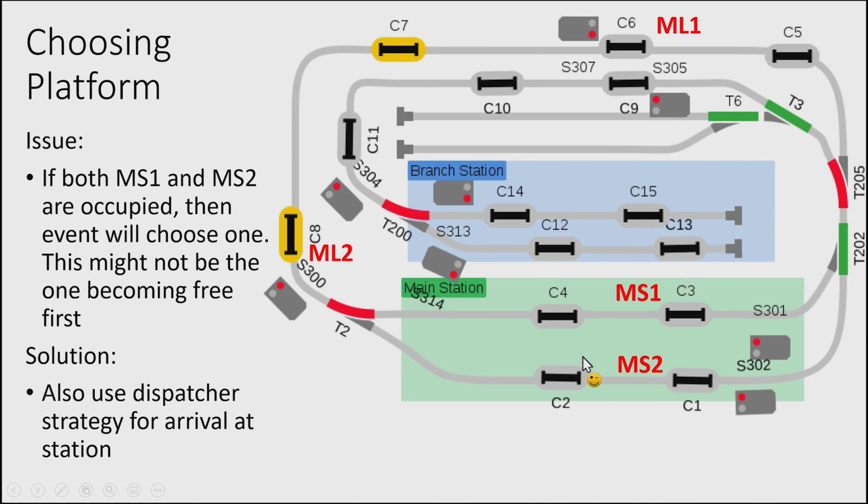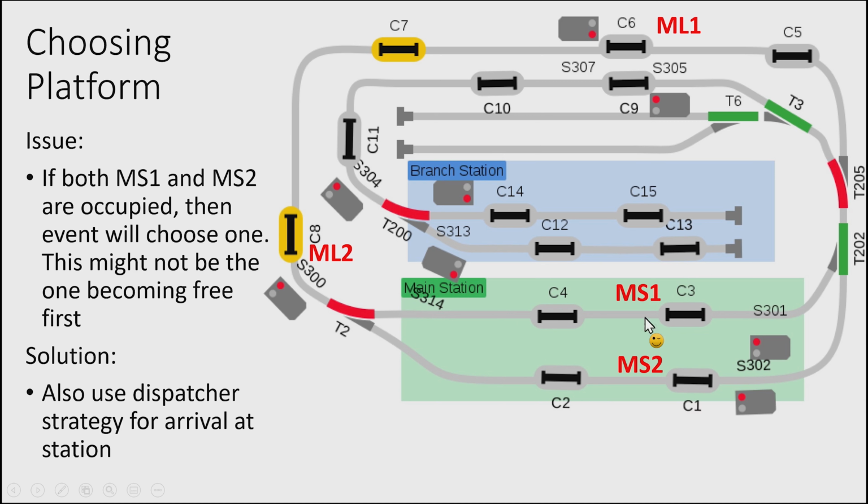Now let's go back to the choosing platform, which we actually started with. So if we had the intercity over here at mainline 2, then we saw that it had an if that said, if main station 1 is free, then go into main station 1 or platform 1, otherwise go to main station 2. Now the challenge with that is, what if both are occupied? Then it will always in the if just check, oh, I cannot go to platform 1 or MS1, then I'll go to platform 2 or MS2.